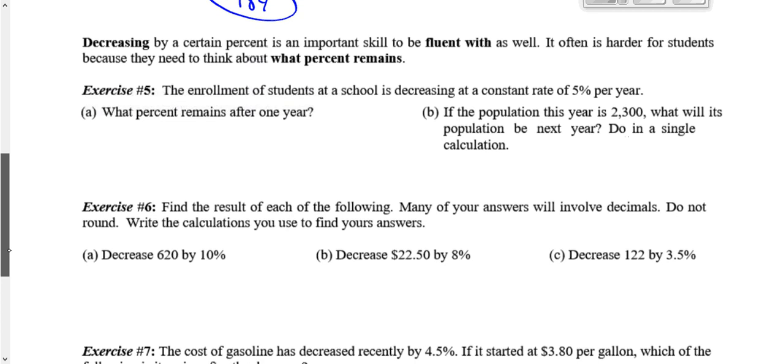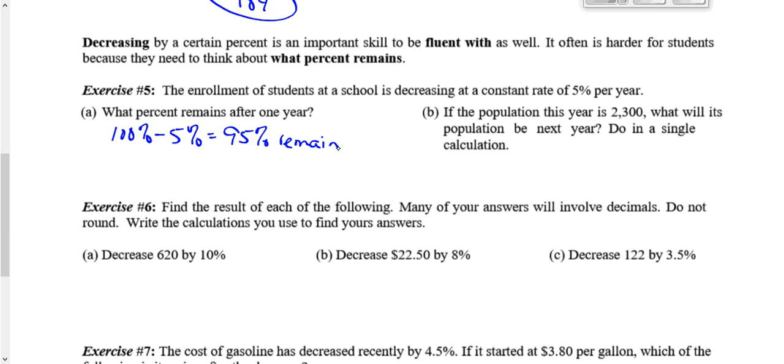All right, so let's survive. The enrollment of students in the school is decreasing. How quickly? 5% per year. So why don't you guys figure out what remains after 1 year? What percent remains after 1 year? How'd you get that? 100% minus 5% equals 95% remain.